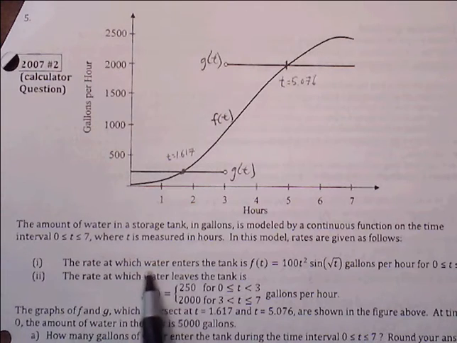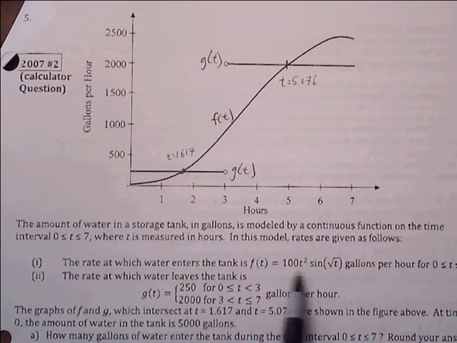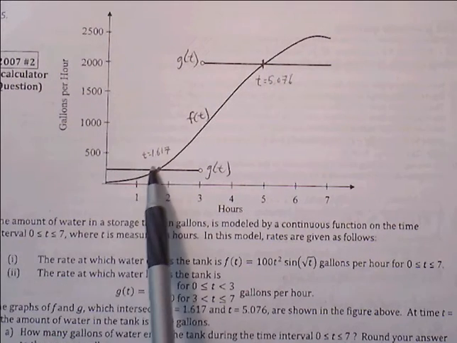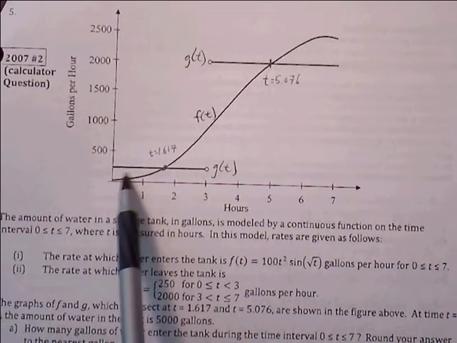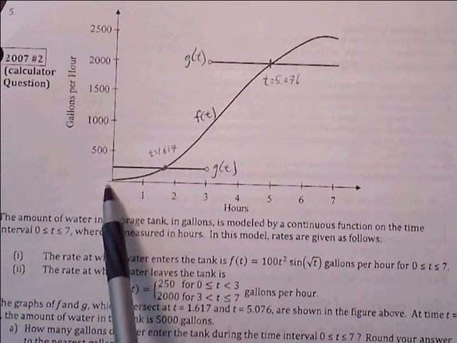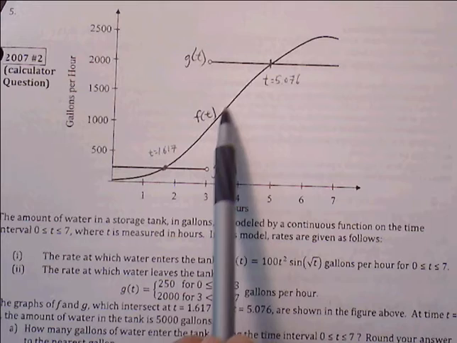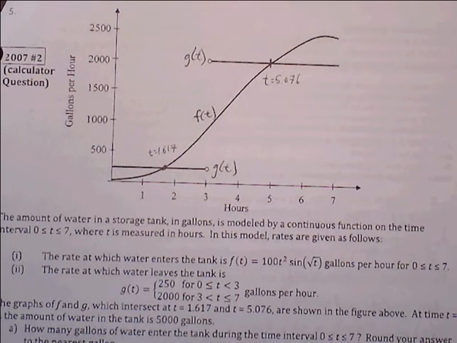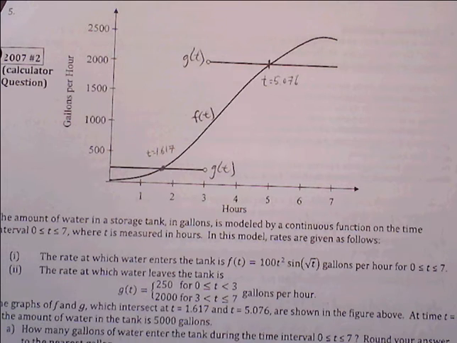The rate at which water enters the tank is given by f of t. So water entering into the tank is given by this smooth curve here, and we see that the rate at which water is entering into the tank is increasing as time goes on, from 0 to 7.